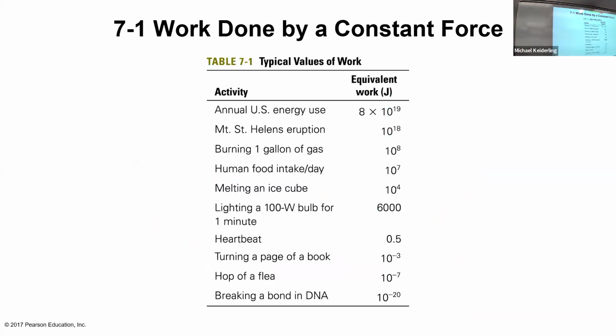So some typical values of work. The annual US energy use works out to about 8 times 10 to the 19 joules. The eruption of Mount St. Helens was around 10 to the 18 joules. Burning a gallon of gas produces about 10 to the 8 joules of work. The human food intake per day is about 10 to the 7. We're not very efficient.